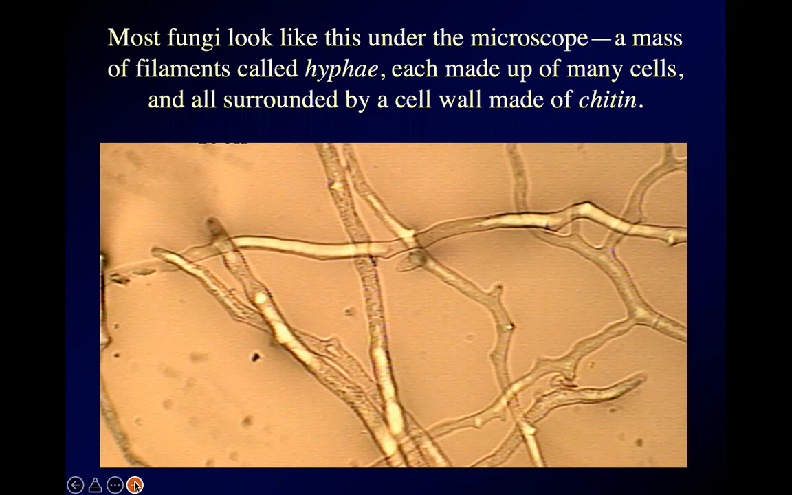And we talked about cell walls in the context of bacteria. Archaea have them too, by the way. Bacterial cell walls are made of this stuff called peptidoglycan. Fungal cell walls are made up of a different substance, one called chitin. C-H-I-T-I-N, chitin.